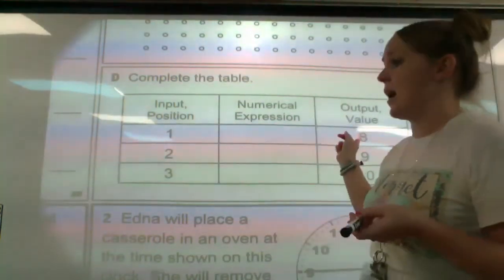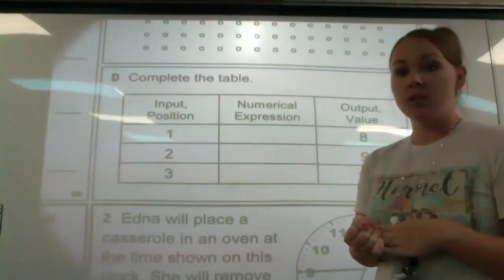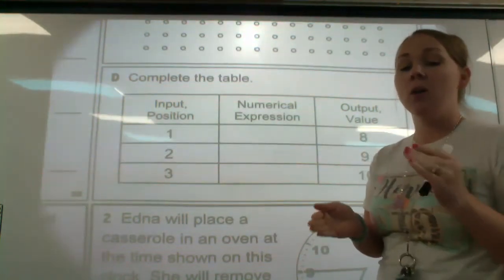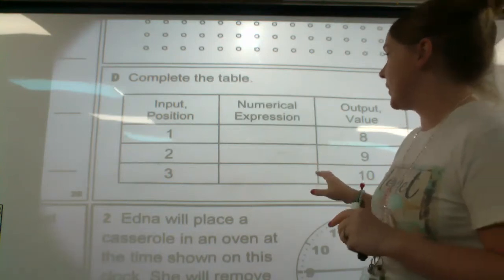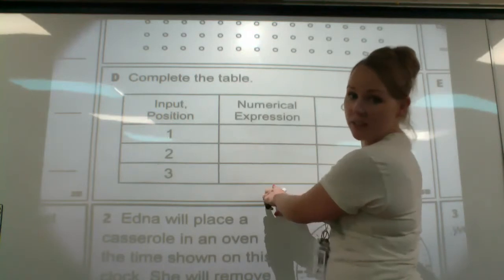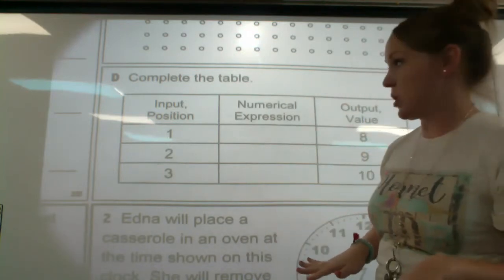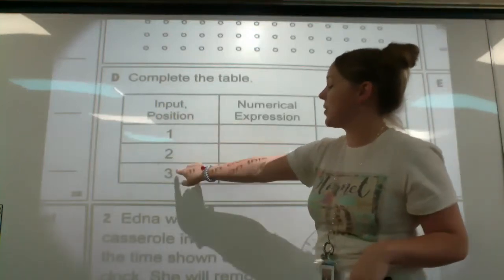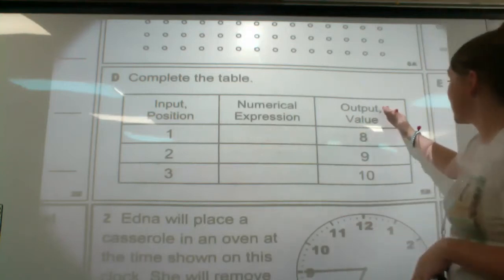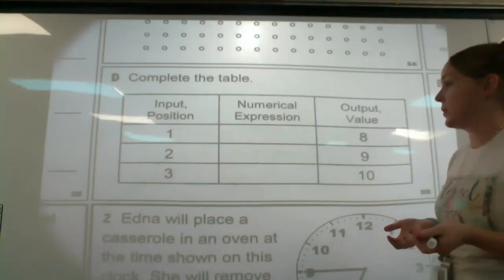This is an input-output table, and you did these a little bit in 3rd grade. So we know with the input-output table, we're looking for a rule. The only thing that looks different with this one is you see this middle section. You guys didn't have that last year, but it really doesn't change a lot. So let me show you. Our input here, I've got 1, then 2, then 3. For my outputs, I've got 8, 9, and 10. So let's try to find a rule.